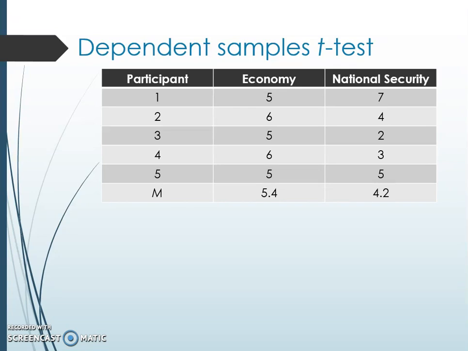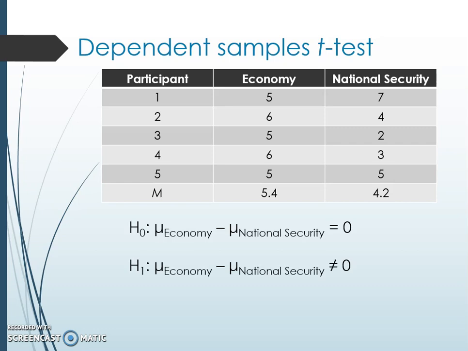One is about their feelings pertaining to the importance of concerns about the economy, and the second item on that was about national security. And the question is, is there a difference in the perceptions of people about the economy and national security? And so this is a classic example of how you might do a dependent samples t-test.